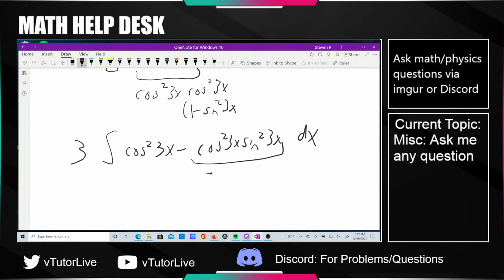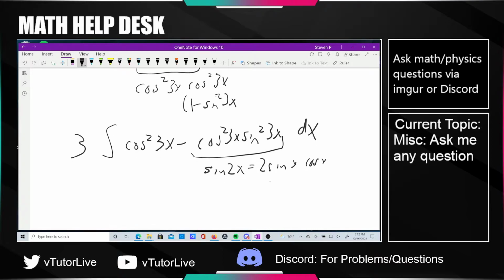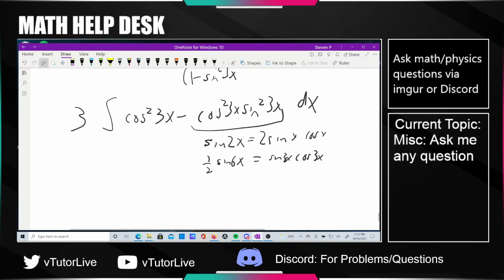Remember, the double angle formula is basically saying sine of 2x is equal to 2 sine of x cosine of x. So if you look at it this way, cosine of 3x times sine of 3x, I should write it the other way, you'll get the idea. Sine of 3x cosine of 3x has got to be equal to 1/2 times sine of 6x. You see what I'm saying?